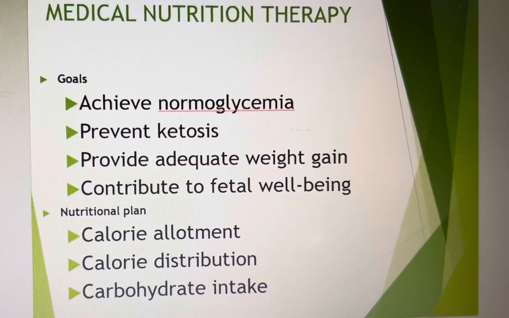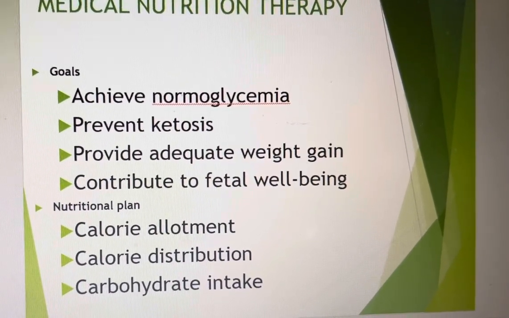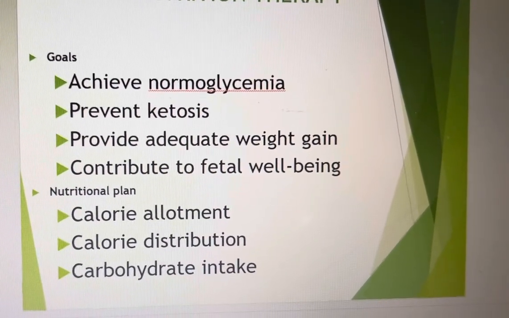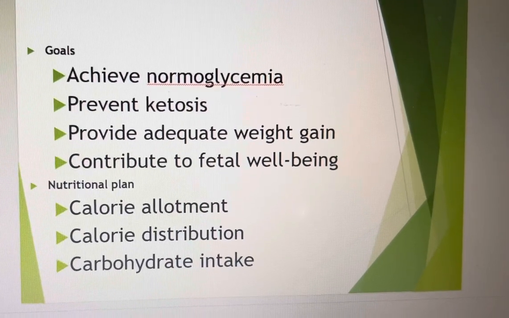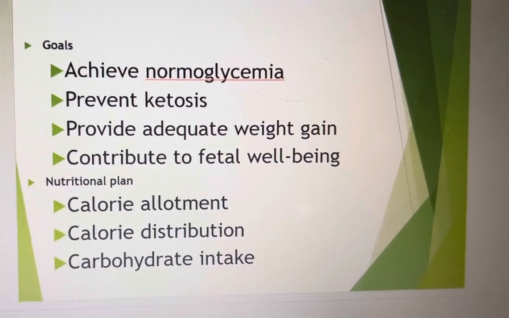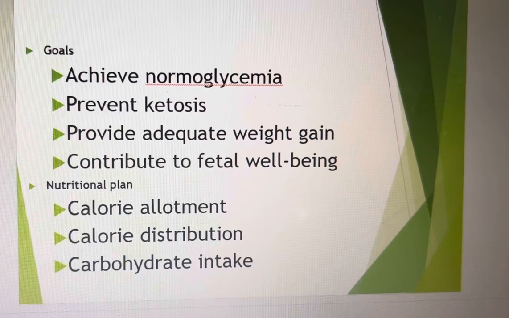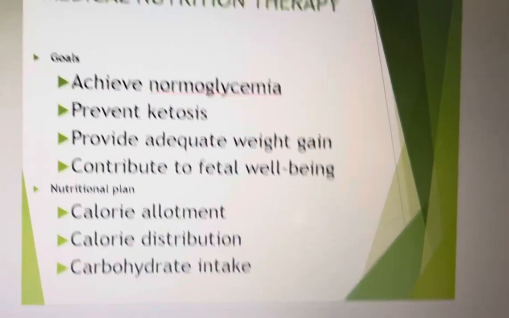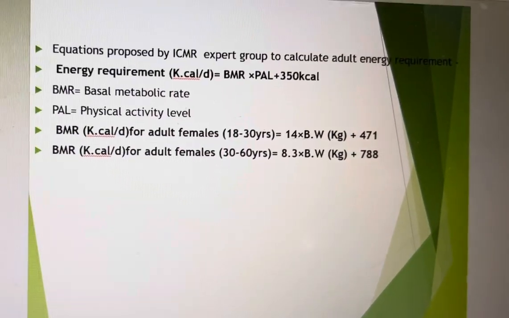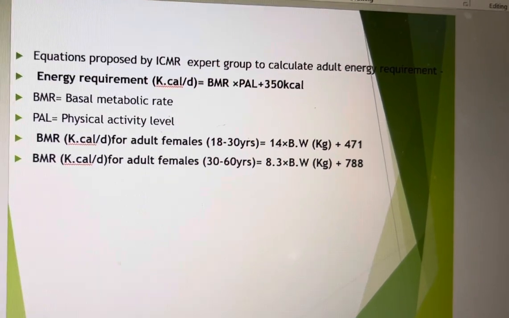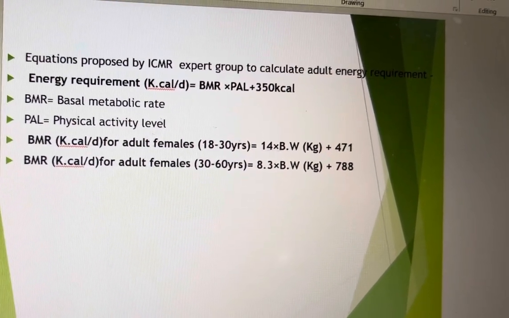MNT goals: achieve normoglycemia, prevent ketosis, provide adequate weight gain, and contribute to fetal well-being. What is the nutrition plan in MNT? Calorie allotment, calorie distribution, and carbohydrate intake. Equations proposed by the ICMR expert group are used to calculate adult energy requirement.